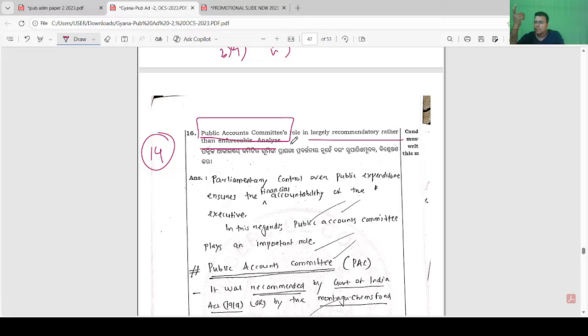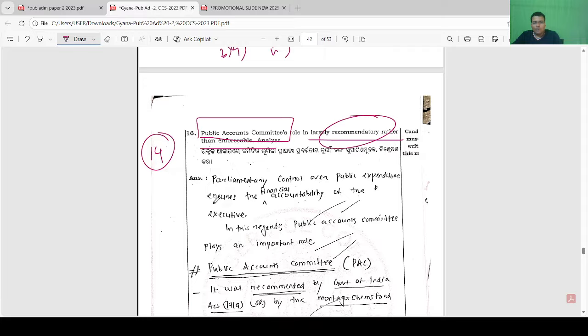So the public account committee's role is largely recommendatory. That means this is a limitation of the public account committee. The PAC is the most important parliamentary committee, but this is its most important limitation. You need to write that limitation, the steps to make the PAC effective, and the recommendation of the Second ARC 14th report related to the PAC. Okay, let's see what he has written. Before reading this, analysis.